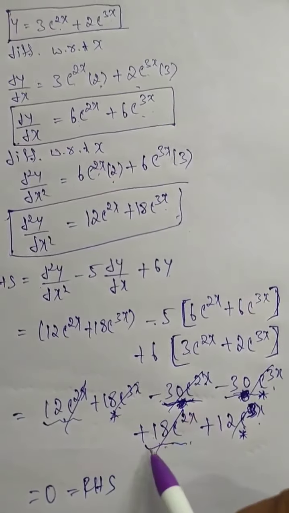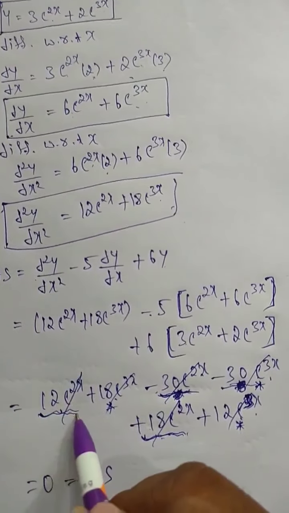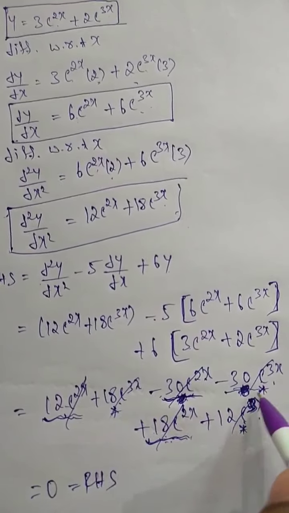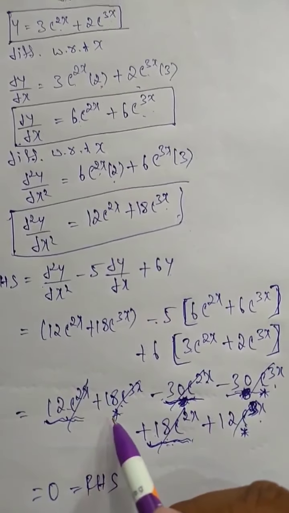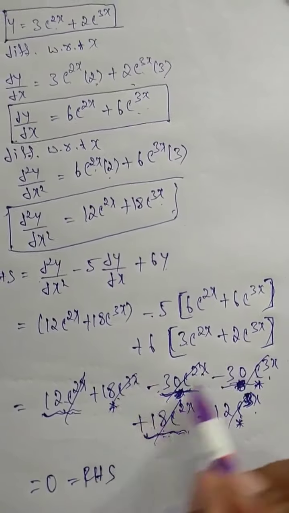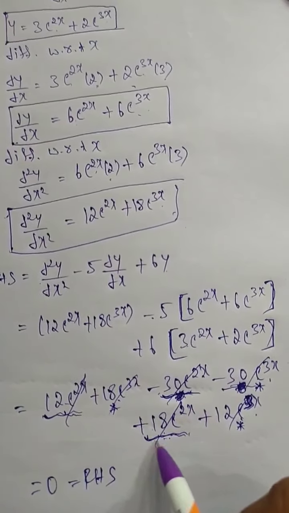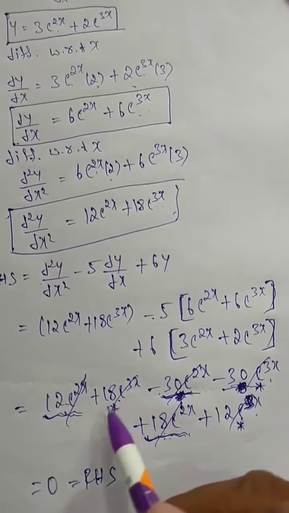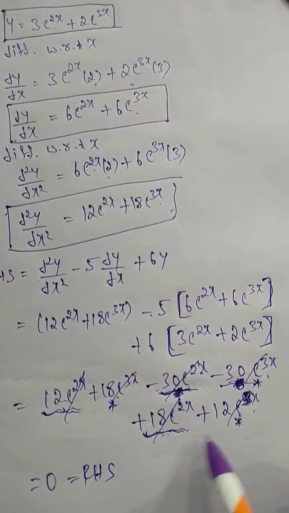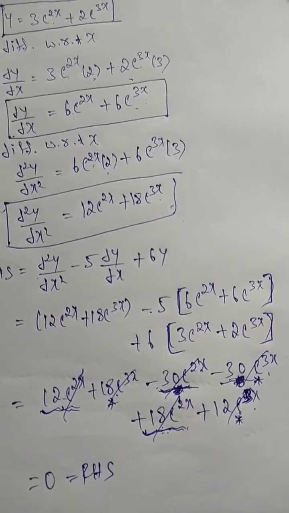So see here, I have marked like this. The wave type means these are all the same terms. Here I have marked a star. The star indicates these are all the same terms. So the wave indicates e to the power of 2x terms, and the star indicates e to the power of 3x terms. Now I am cancelling the terms, so we are left with 0. This is equal to the RHS.